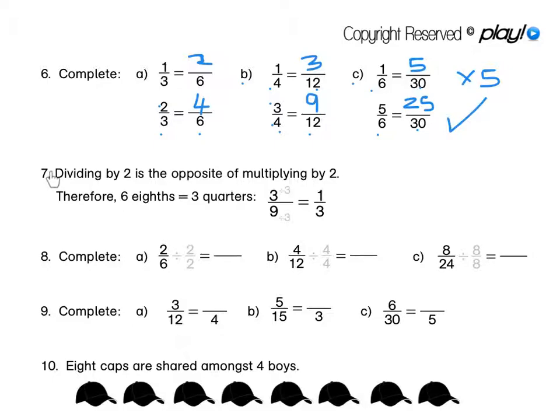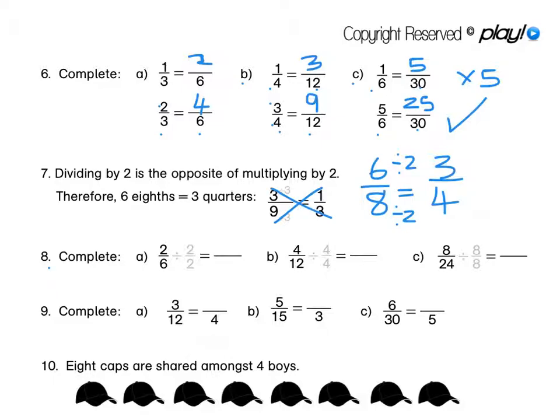If we look at number 7, there's just a mistake here, so we're going to redo that. So, dividing by 2 is opposite of multiplying by 2. Therefore, 6/8 is equal to 3/4, or in symbol form, if we've got 6 out of 8, if we divide the top and the bottom by 2, we get 3 out of 4, or 3/4.